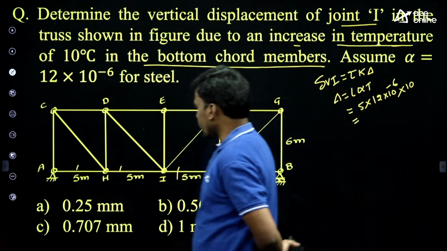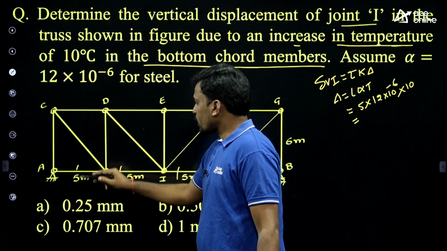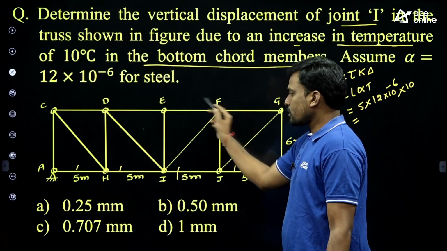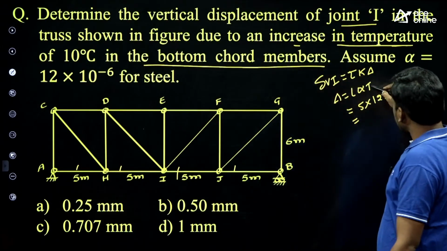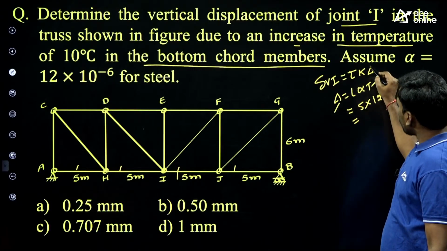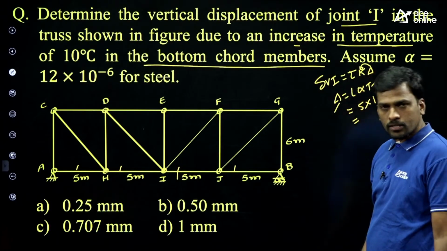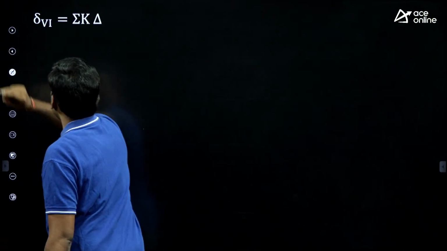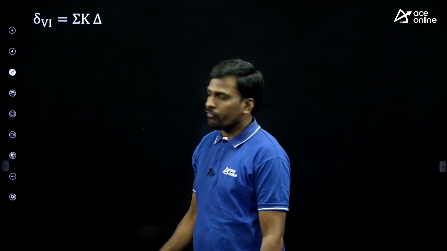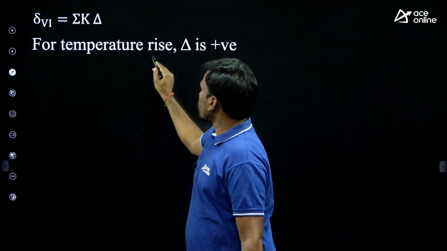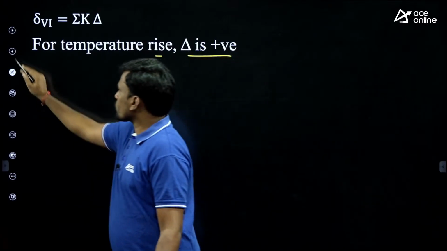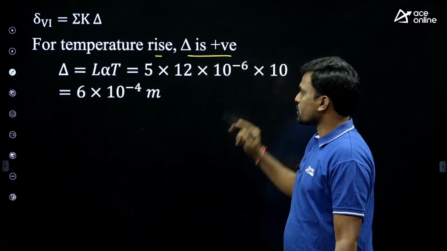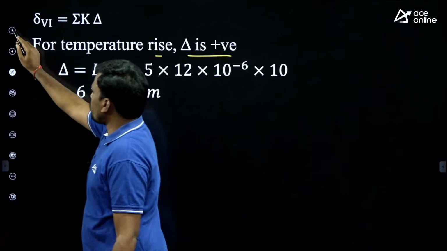Okay, right. Now look at here. It means we have to find the k values only in these 4 bottom members. In the rest of the members, t value is 0. If t is 0, then delta is 0. Then 0 into k values, 0 only. So this is the reason no need to find the k values in all the members. Okay. Now these points are given here. So this is the vertical deflection at I formula. Okay. So here for temperature rise, delta is positive. Okay. Next, L alpha T, that is 5 into 12 into 10 to the power of minus 6 into 10. This is a value you will get, and this is an important note point.